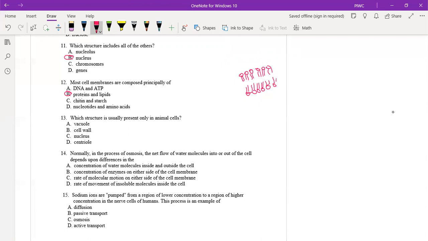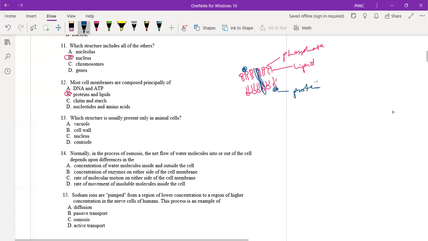So the lipid part is inside; that is the tail. And then the head is a phosphate. It's phospholipids. And then some of the proteins will be on the surface, and some of them go through the whole membrane, like for channels. There'll be some proteins inside. All right, good. So B. 13. Which structure is usually present only in animal cell?